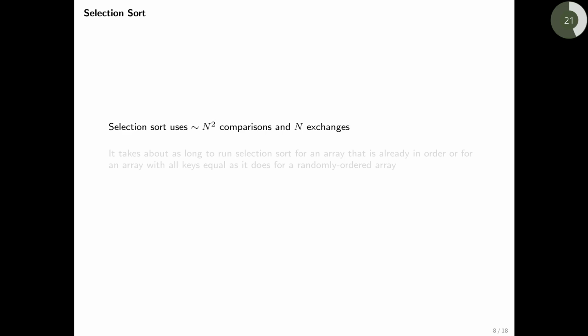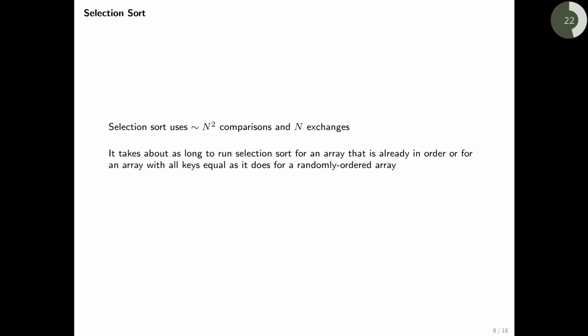Now, what's the running time of selection sort? So selection sort uses approximately n squared comparisons and n exchanges. All right, and selection sort is completely agnostic about the input data, and what that means is it takes just as long to run selection sort for an array that is already in order, or for an array with all the keys equal, as it does for a randomly ordered array.